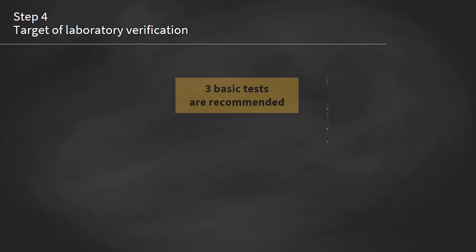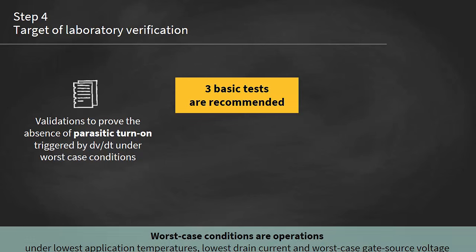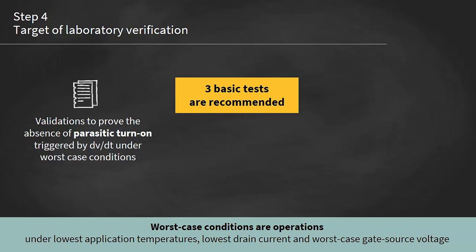In general, 3 basic tests are recommended. The first test is related to the validations used to prove the absence of parasitic turn-on triggered by dV by dt under worst-case conditions. Note that worst-case conditions for this test are the operations under lowest application temperatures, lowest drain current, and the worst-case gate source voltage of the application.